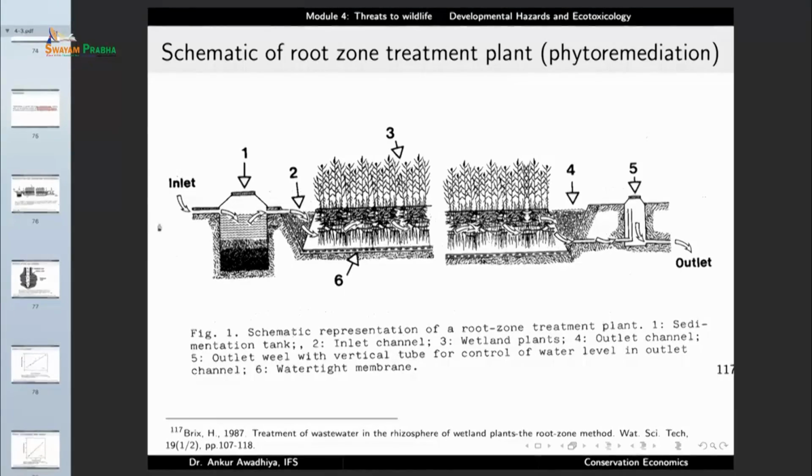Now, in this case, the wastewater that is coming from the municipal facility is put into a sedimentation tank so that a majority gets sedimented, and the water that comes out is passed through a bed of wetland plants. And after this water has passed through the root zone of these plants, it is then put out into an outlet. Now, what happens in this root zone?